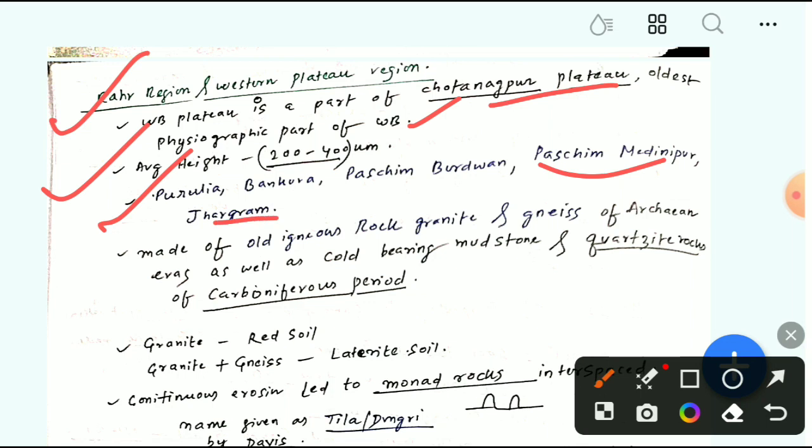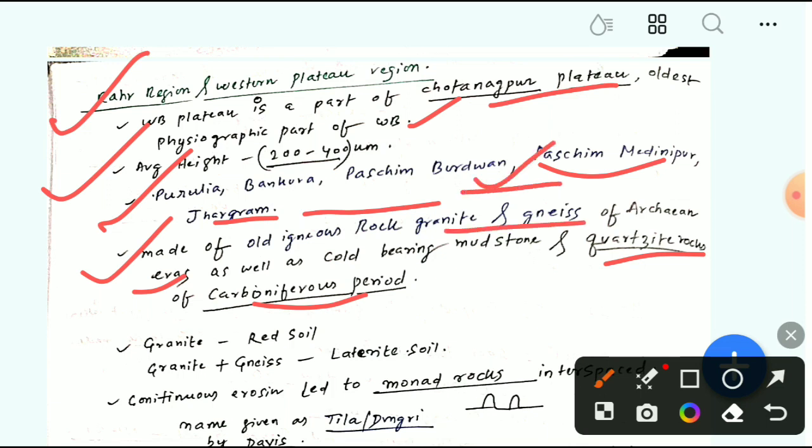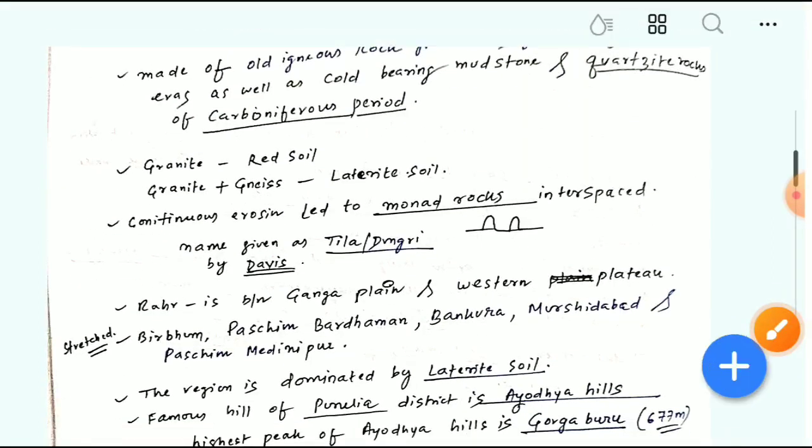This region is considered as the Rar region, and it is made up of old igneous rock, granite and gneiss of Archean era, as well as the coal bearing mudstone and quartzite rock of Carboniferous period. You must know that granite and gneiss are the main rocks here. Granite gives red soil, and granite gneiss gives laterite soil. So this combination also you must know.